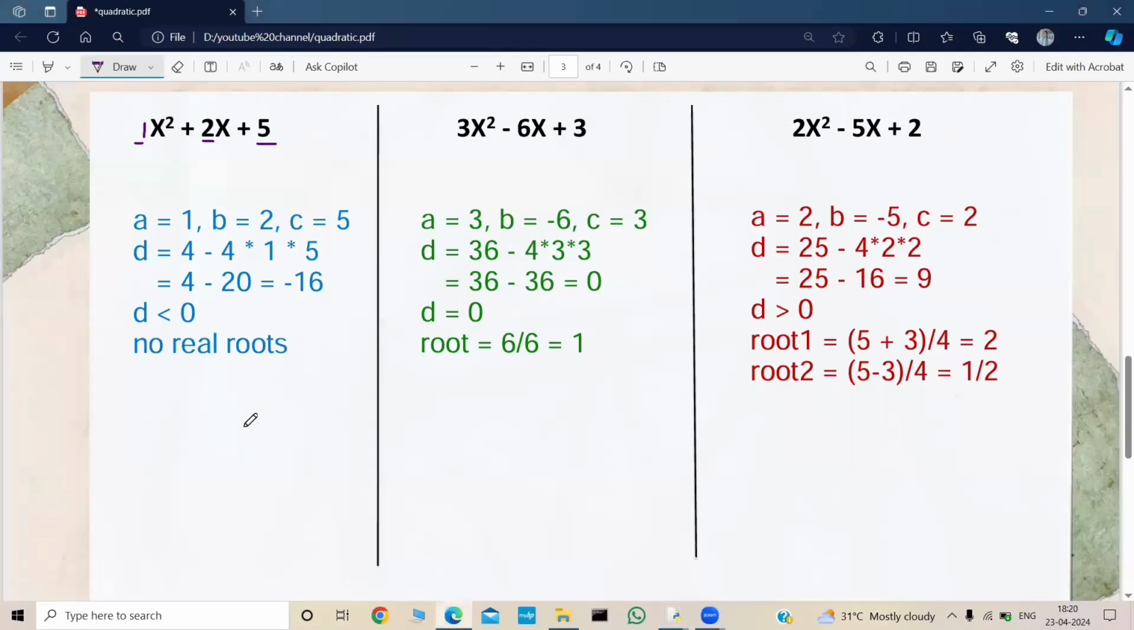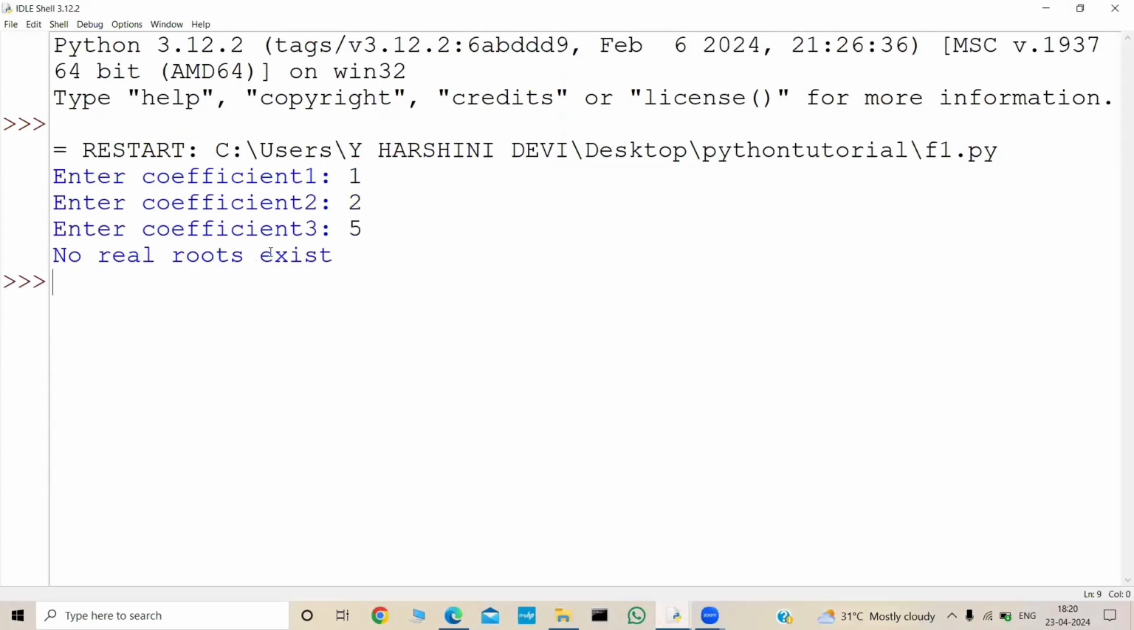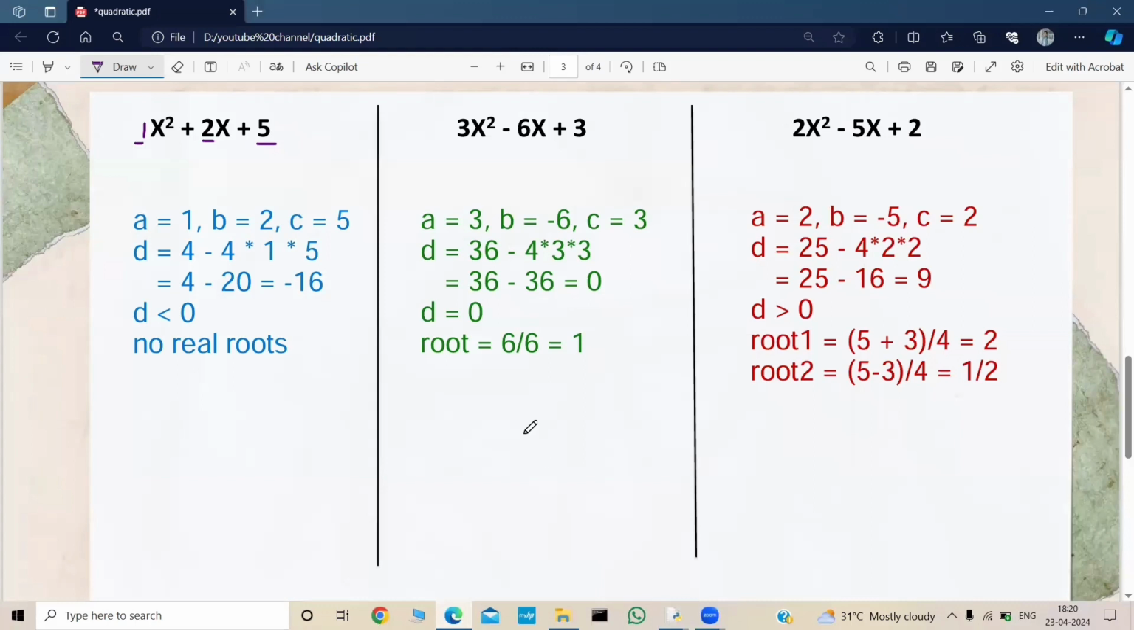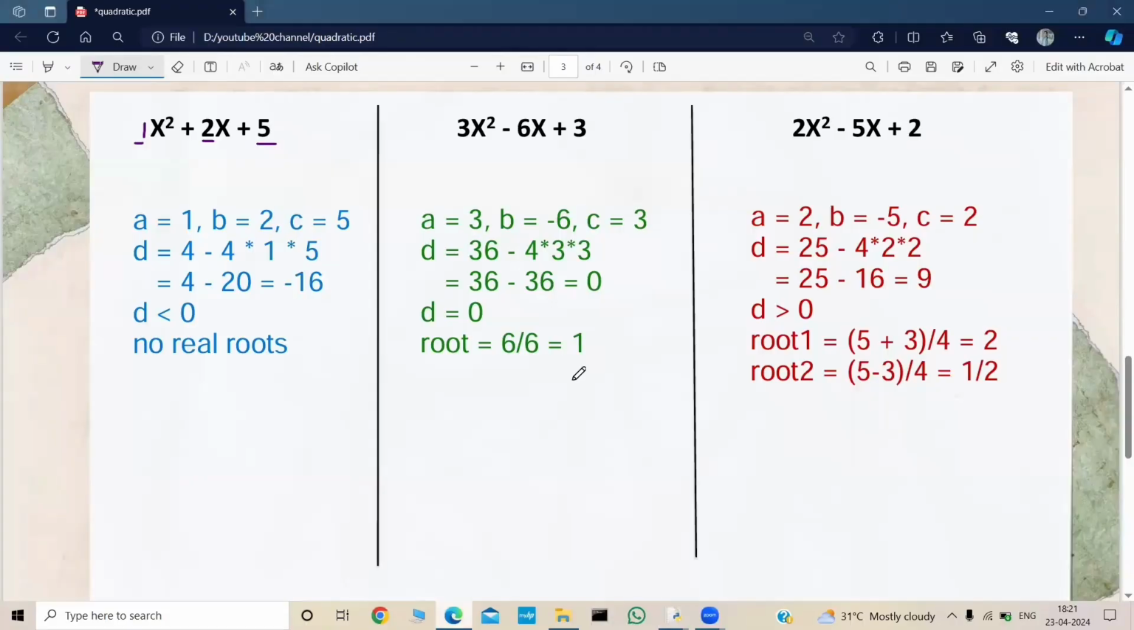So I will give these inputs. In the first equation, my a was 1, b equal to 2 and c equal to 5, right? So I will enter them: 1, 2 and 5. So no real roots exist, right? Okay. Now let me run this program again. This time I will use this equation: 3, minus 6, 3, right? 3, minus 6 and 3. So if you see, the root was 1, right? So that is what we got, right?